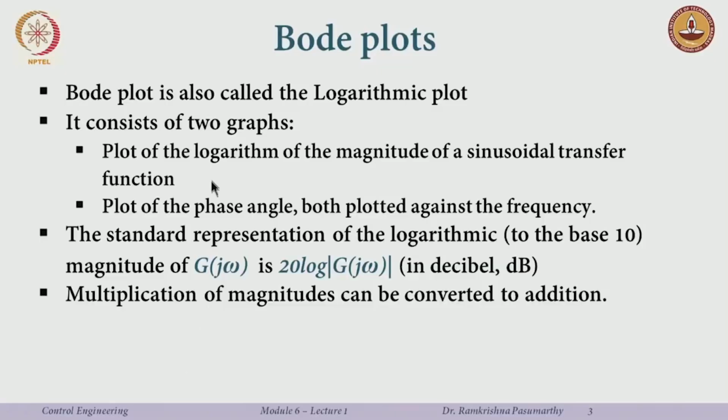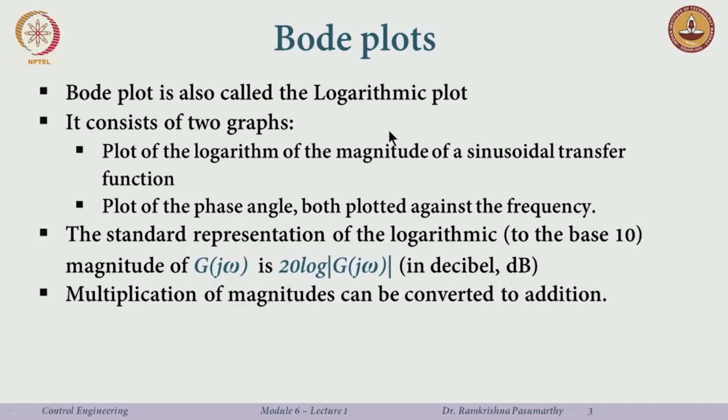We also saw an open loop system which was unstable, and then we had to actually decrease the gain to get the system back into a stable configuration. So what we will do today is look at a little easier way of doing this. It's called the Bode plot, and it's also called the logarithmic plot. I guess somewhere in circuits you might have encountered this.